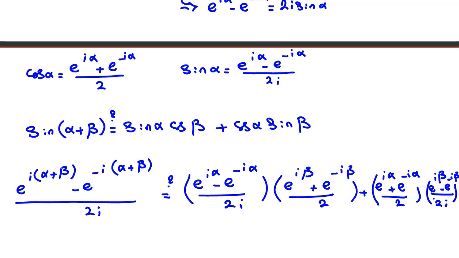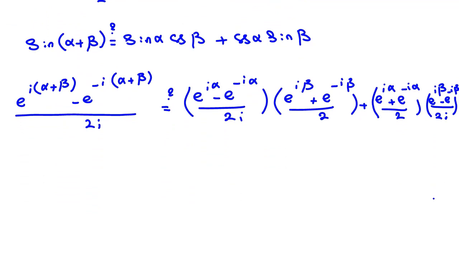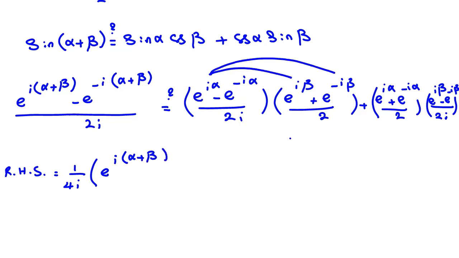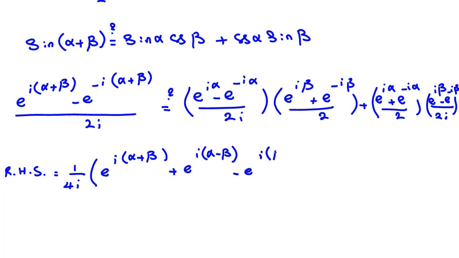And if we multiply these things, we want to simplify the right hand side to reach the left hand side. The right hand side is what? We factor out 1 over 4i, because both of them have these, 2 times 2i. e to the I alpha plus beta. This times this times this is what? Plus e to the I alpha minus beta. This times this is what? Negative e to the I beta minus alpha. This times this is what? Is negative e to the negative I alpha plus beta.